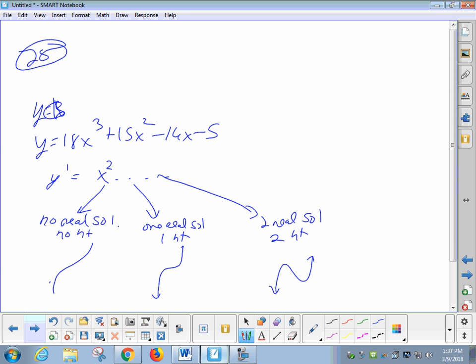Which case did you have? How many real zeros did you have? Did you have extrema? Yeah, two, a minimum and a maximum. All right, so we're looking at this case. Then you just draw that.